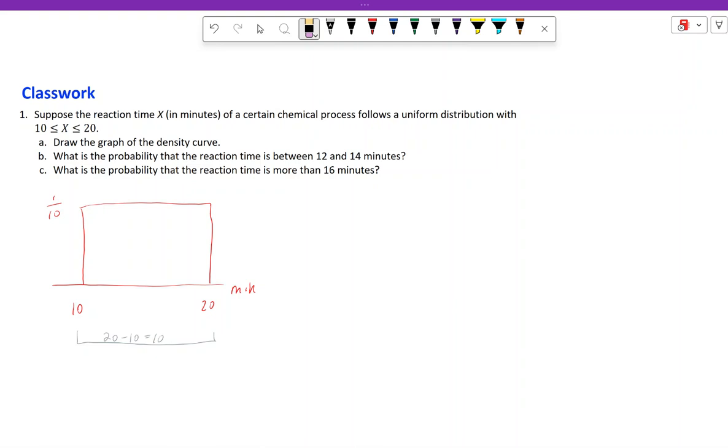Remember, we're looking at a chemical process that is a uniform distribution, and the chemical process time ranges all the way from 10 up to 20 minutes. So I have a rectangle here with a left edge of 10, a right edge of 20, and the distance from 10 to 20 is 20 minus 10, which is equal to 10. So the height of my rectangle is now 1 over this base distance.